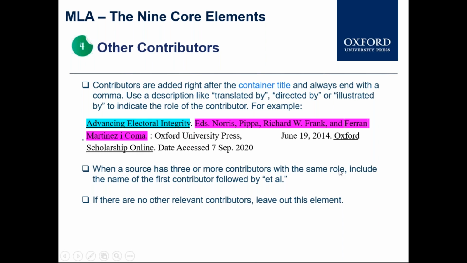When a source has 3 or more contributors with the same role, write the name of the first contributor and write et al. If there are no relevant contributors, leave out this element. So here there were three, so we put it. If there were more than three, then we would write Ed Norris et al. The same thing that you would do, first name, last name, inverted, and the rest are all in the normal format.